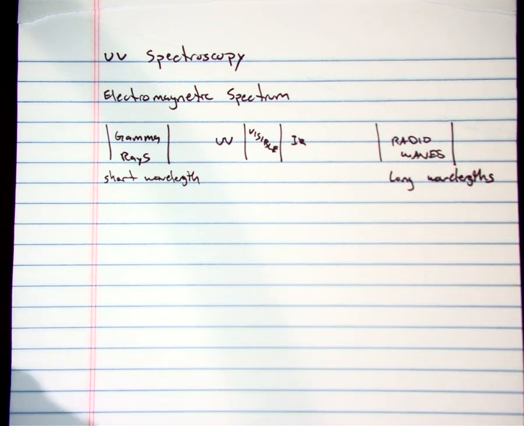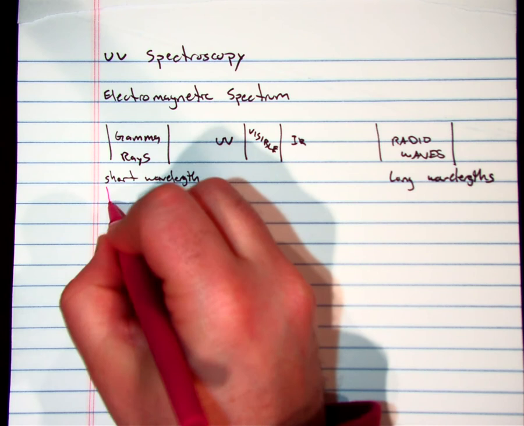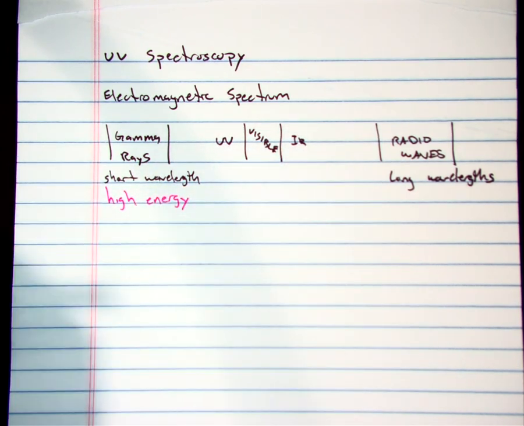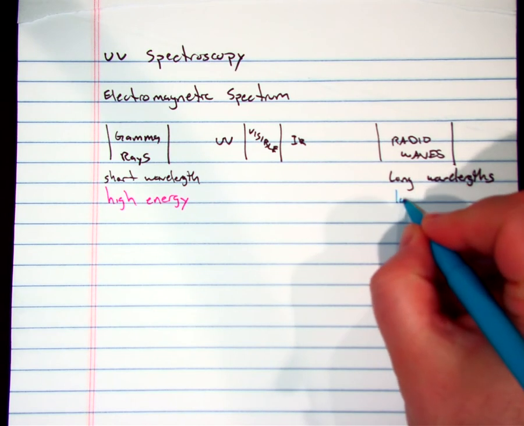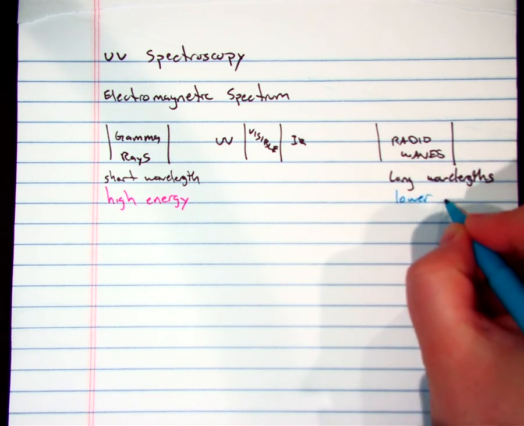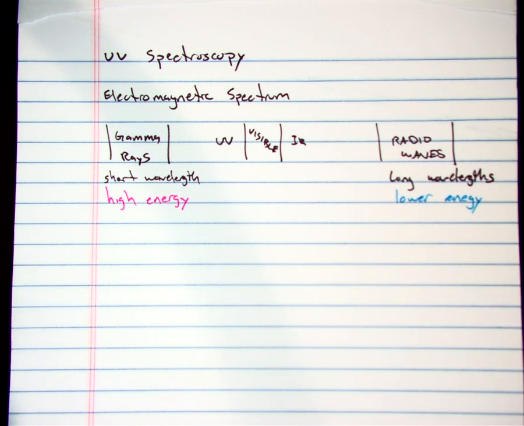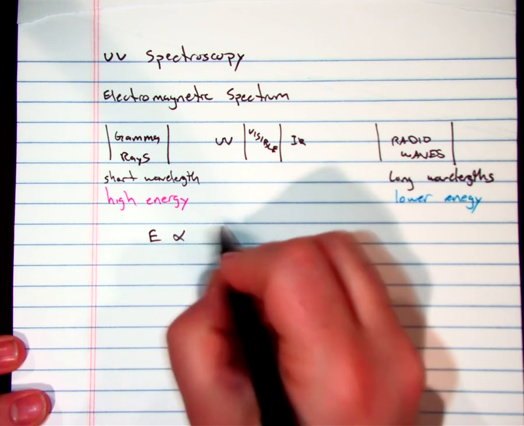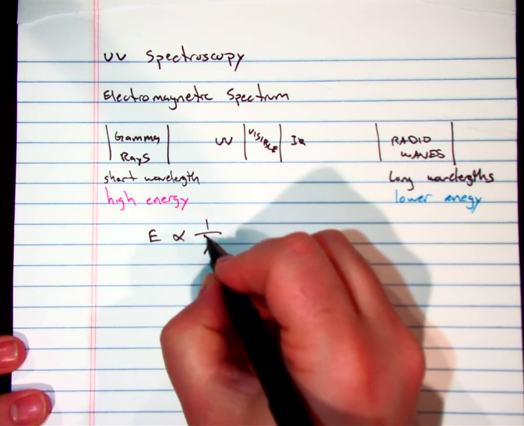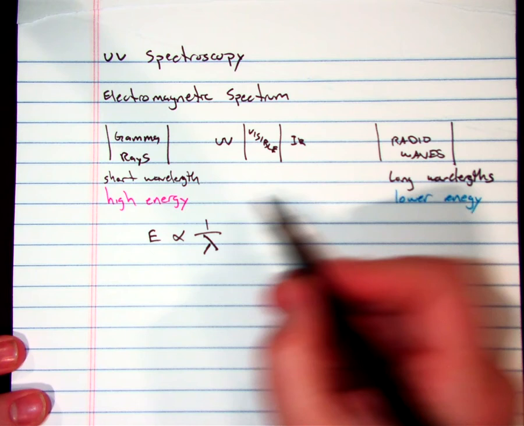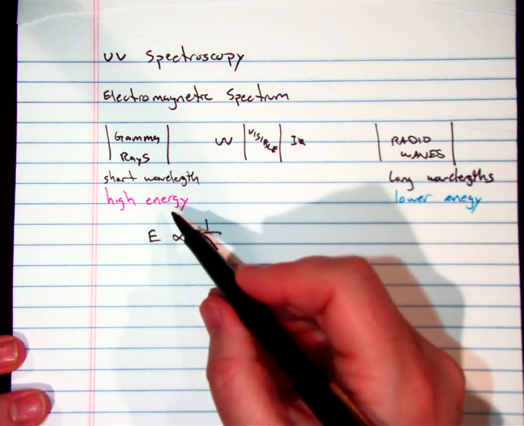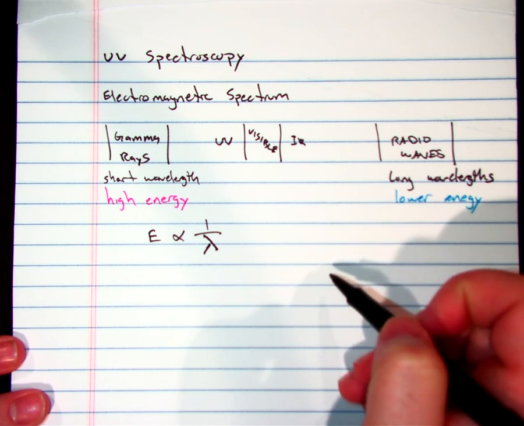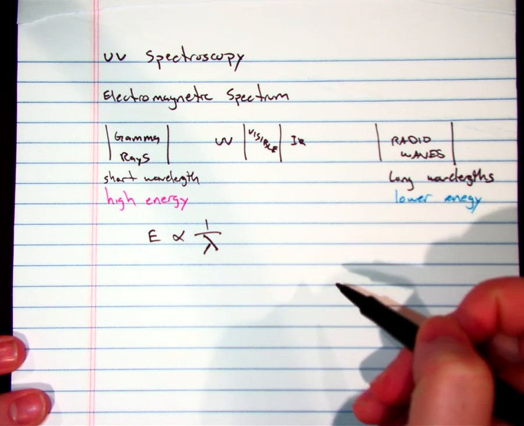And if you look at the energy of these things, a short wavelength is going to have a really high energy wave. And on the other extreme, the radio waves are going to have a very low or lower energy wave. So if we look at the energy of the wave, this is proportional to the inverse of our wavelength. So as the wavelengths get shorter and shorter, we have a higher and higher energy wavelength. As they get longer and longer, we get a lower and lower energy wavelength. That's going to be important when we start to look at a topic like UV spectroscopy.